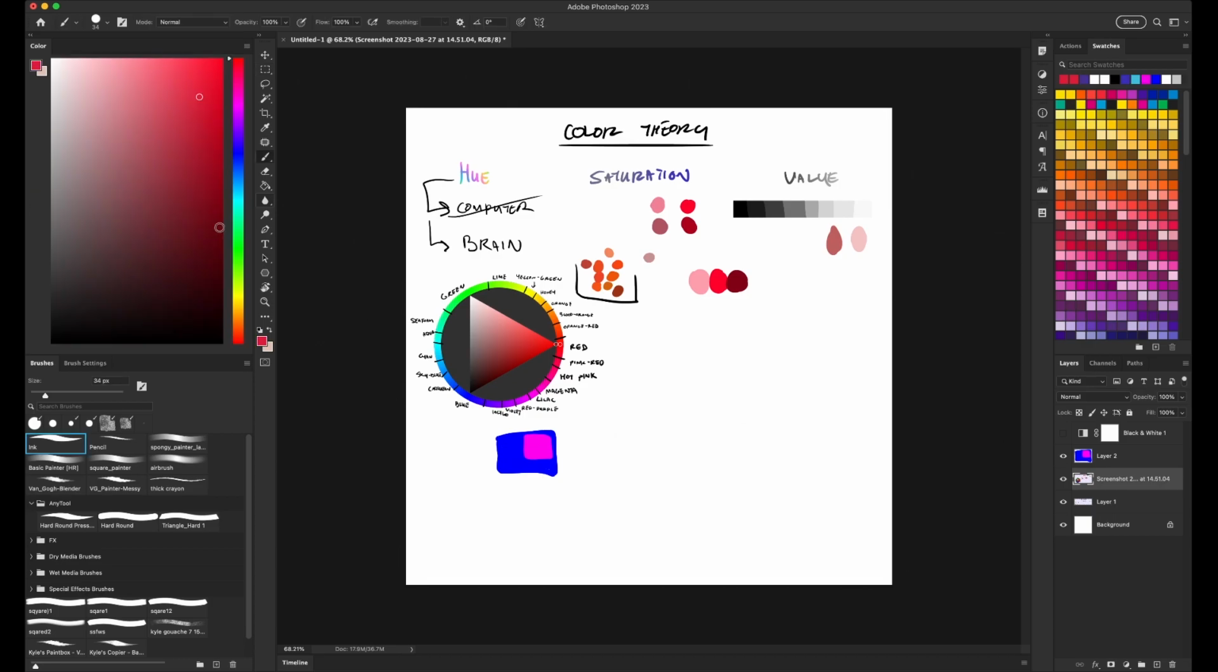Okay, so to recap, your computer thinks of color differently than your brain does. Your computer sees things in terms of hue, saturation, and brightness, pretty much. Or really, technically speaking, your computer views things in terms of the brightness of RGB values. Your brain perceives things in terms of hue, saturation, and value. Value is special because value is really only perceptible by the human mind.